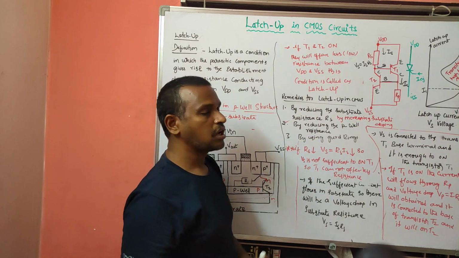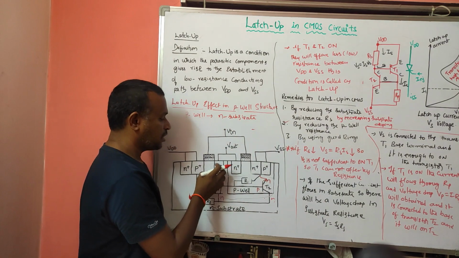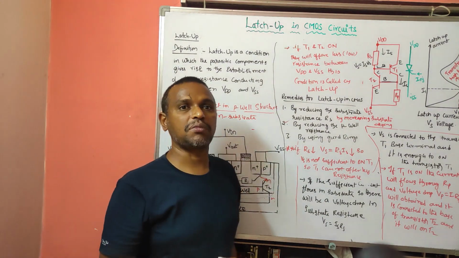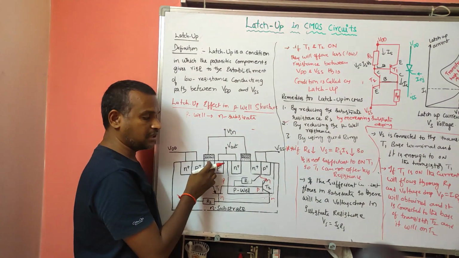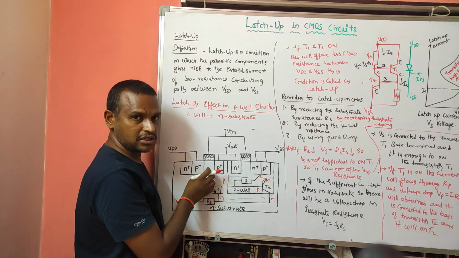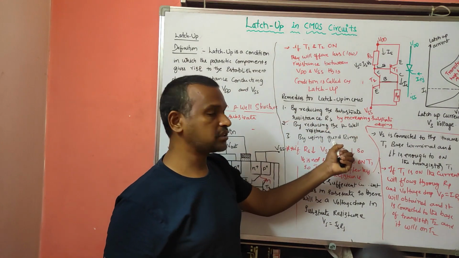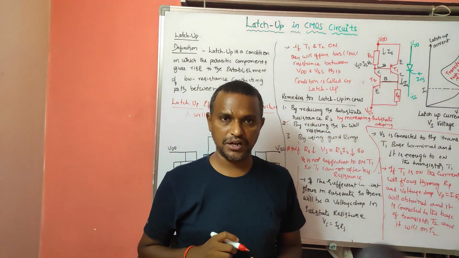And the final one is by using guard rings. Here we place an isolating material between the N substrate and the source and drain materials, that is the P plus and N plus materials. Those are called guard rings. By using the guard rings also we can avoid the latch-up condition.